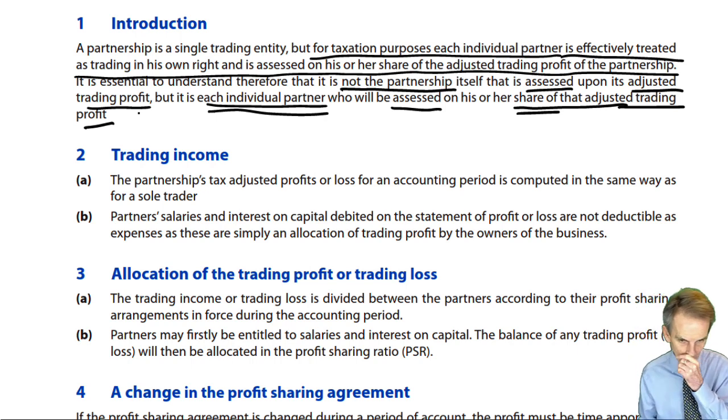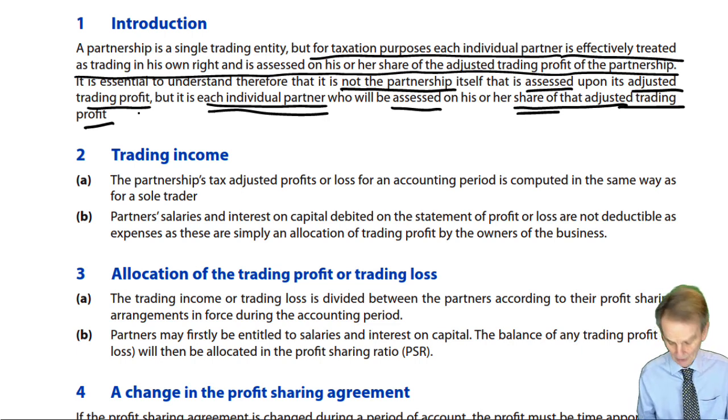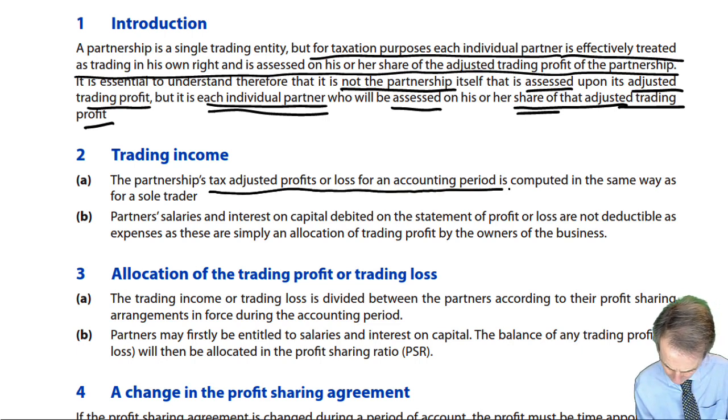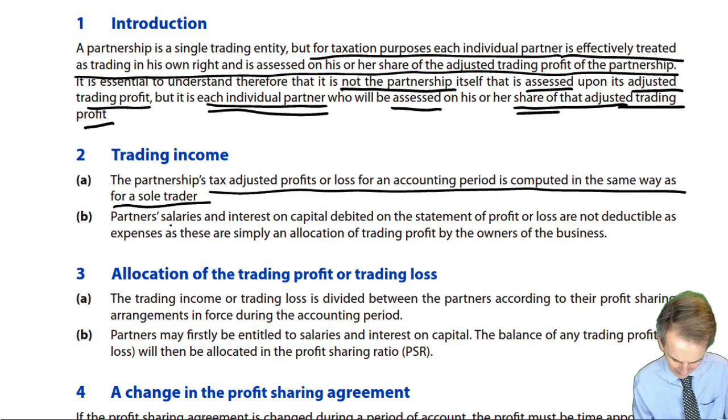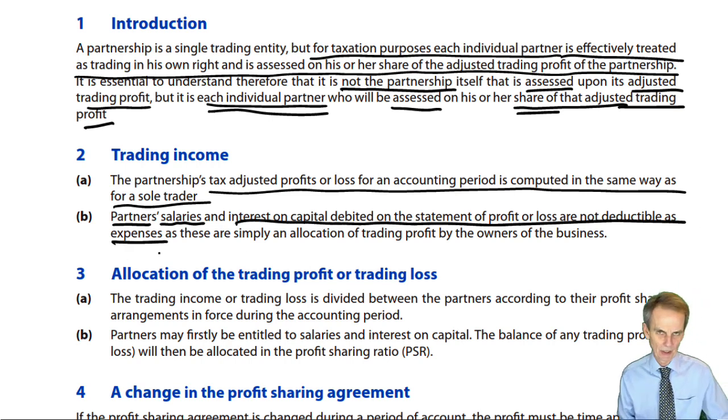So the first thing we need to do, as we've said already, is establish what the tax-adjusted trading profit of the partnership is. And that is effectively the same work as we did in Chapters 4 and 5. The partnership's tax-adjusted profits or losses for an accounting period will be computed in the same way as for a sole trader. But do remember that any partners' salaries or interest on capital that are debited on the statement of profit or loss are not expenses. These are not salaries being paid to employees of that business. These are owners of that business.